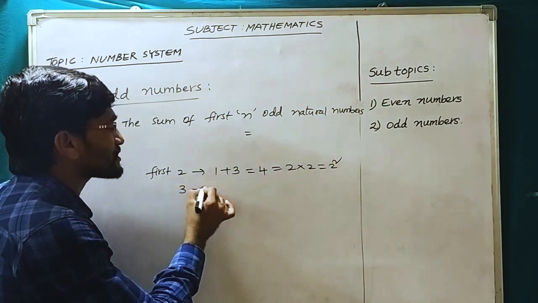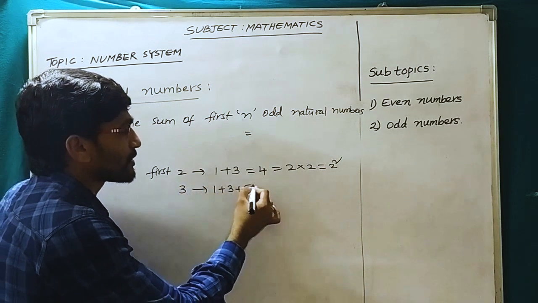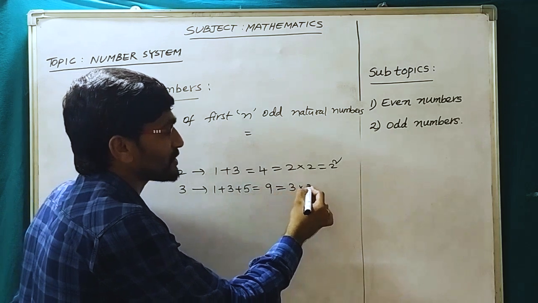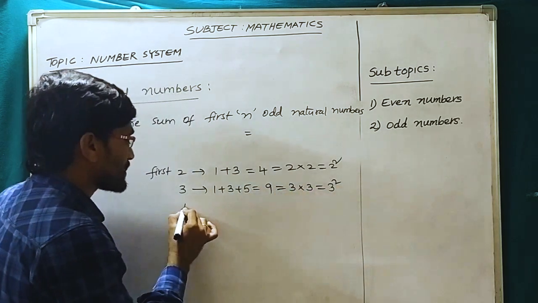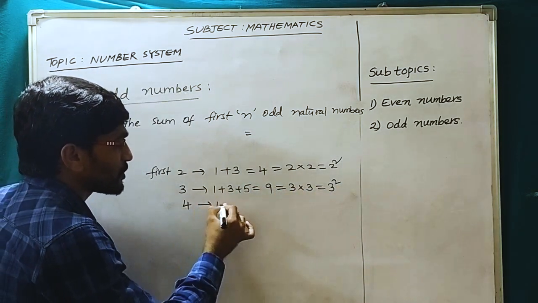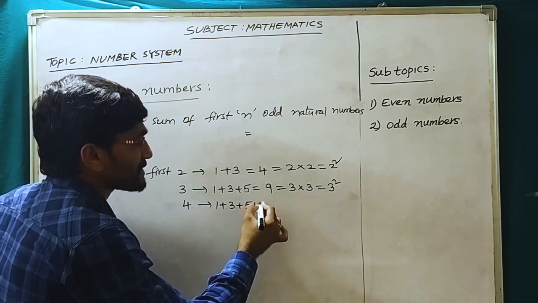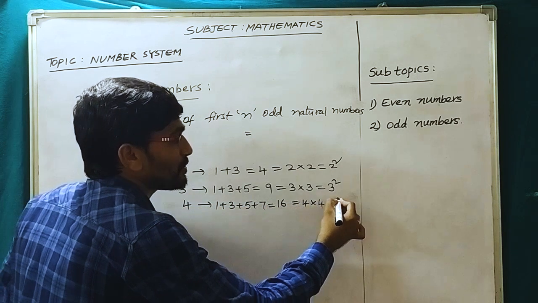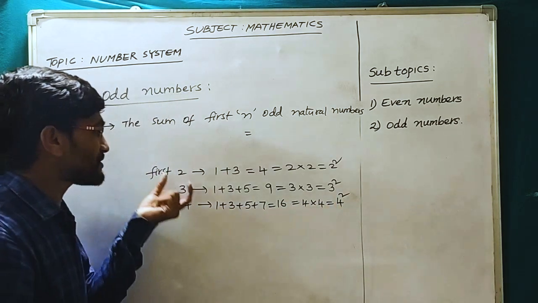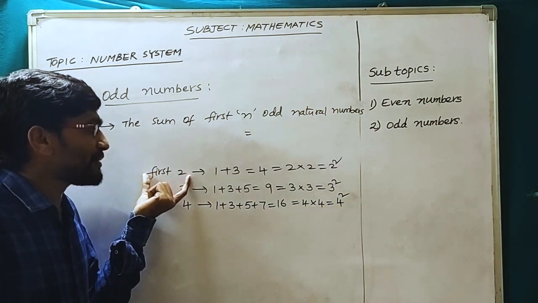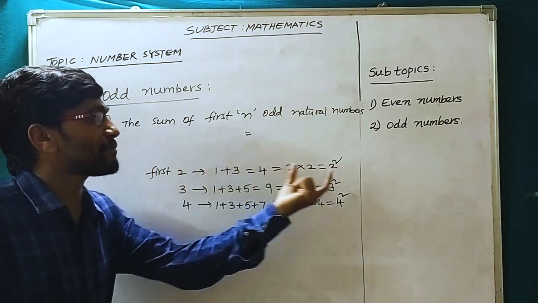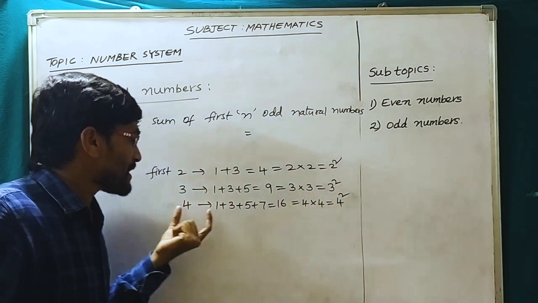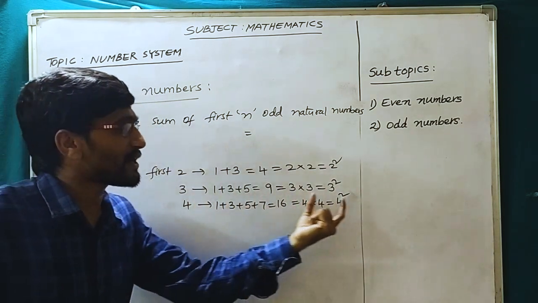Sum of first three odd natural numbers, 1 plus 3 plus 5 gives 9. 9 can be written as 3 into 3, that is equal to 3 square. Sum of first four odd natural numbers, 1 plus 3 plus 5 plus 7 gives what? 16. Can be written as 4 into 4, that is equal to 4 square. If you observe clearly here, sum of first two odd natural numbers can be written as 2 square. Sum of first three odd natural numbers can be written as 3 square. Sum of first four odd natural numbers can be written as 4 square.